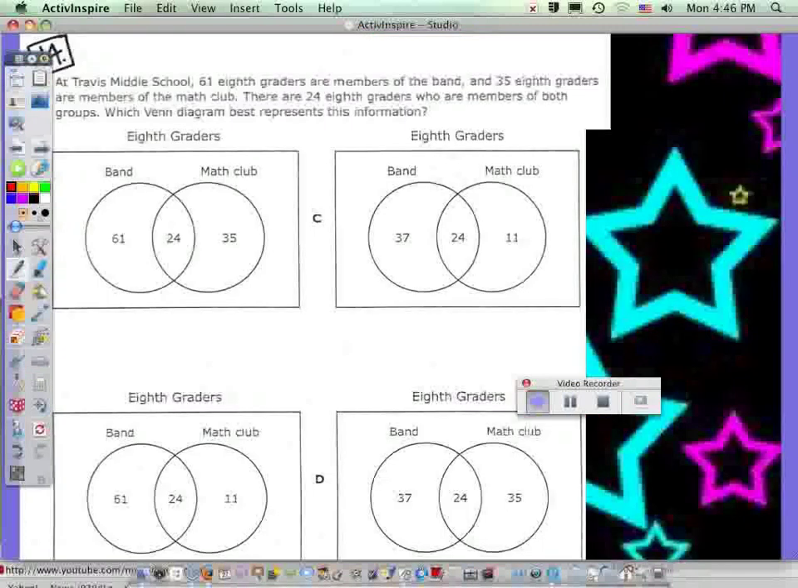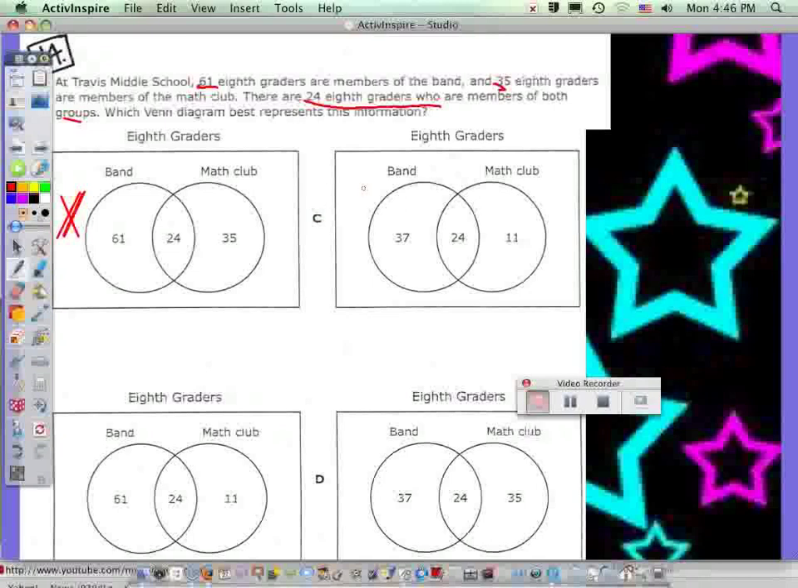Next. All right, here. They want to get you, but you don't have to get got. There's 61 8th graders. They're members of the band. 35 8th graders are members of the math club. There are 24 8th graders who are members of both groups. Which represents this information? Okay, you're going to see 61 band, 24 both, 35. This is wrong. You should automatically know this is wrong.